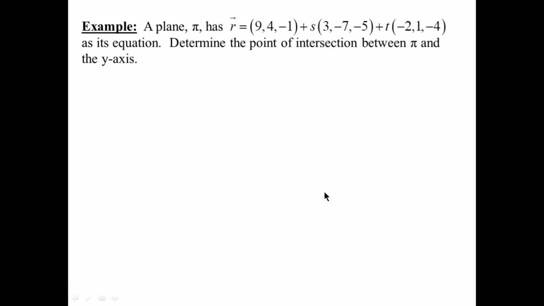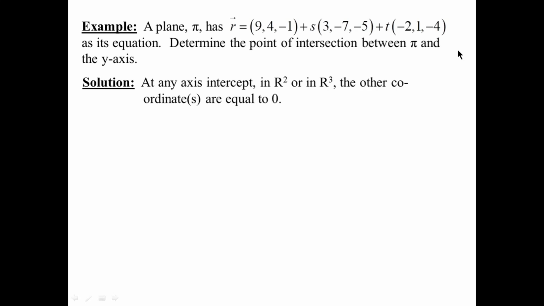Another example: a plane pi has, now this stands for all the position vectors, it could be x, y, z. And it's defined for you with a given point and given direction vectors. Determine the point of intersection between pi and the y-axis. So in other words, what's the y-intercept of the plane? If you can picture a plane in 3 space that slices through the y-axis, it would only do so at one point, wouldn't it?